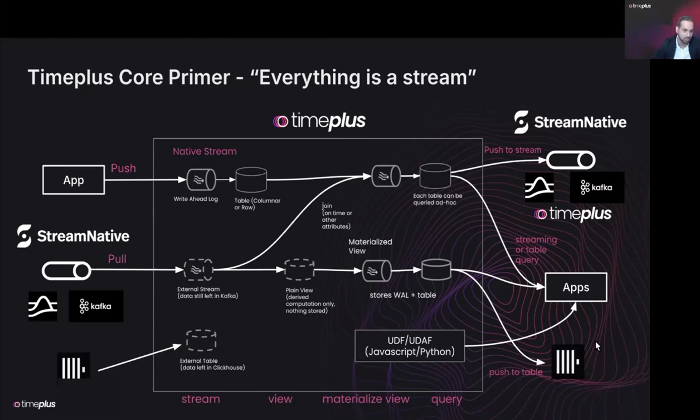The external stream is also used to write data out, so we can write data out to Apache Pulsar, Apache Kafka, ClickHouse as well. So a little bit about ClickHouse. ClickHouse is coming up now as a very, very fast real-time data warehouse where you perform high cardinality aggregations or analytical queries. Timeplus, it's written in C++.